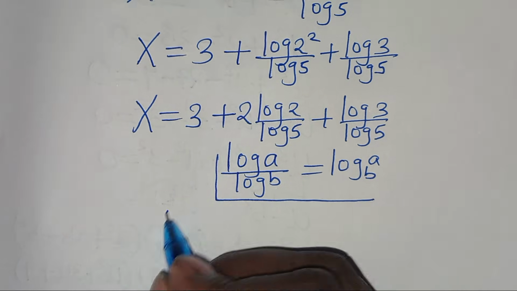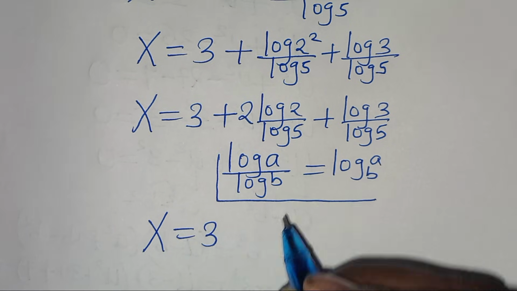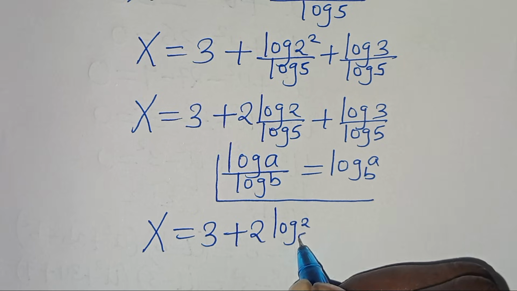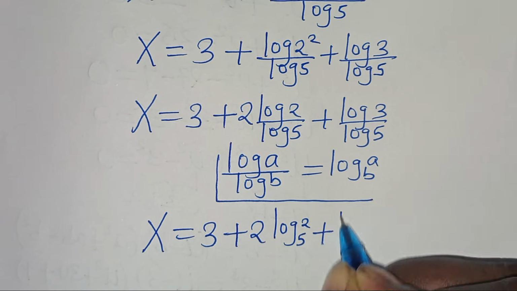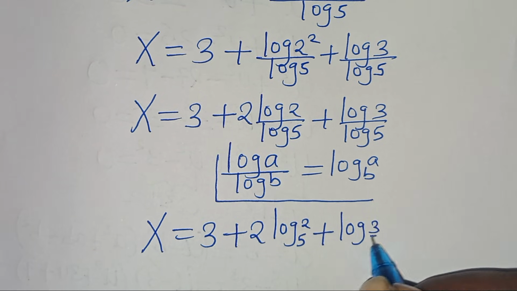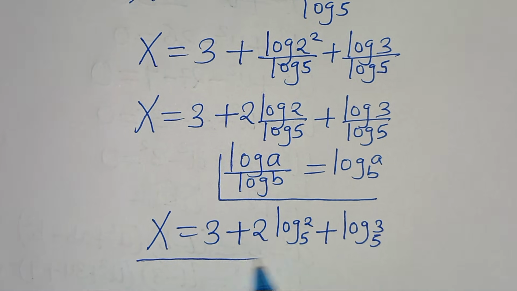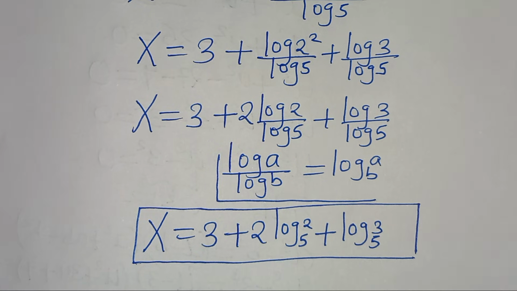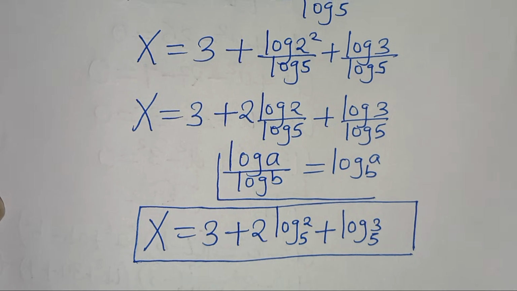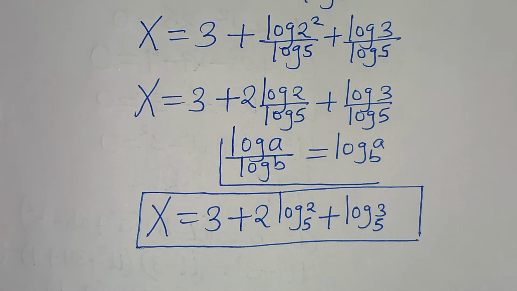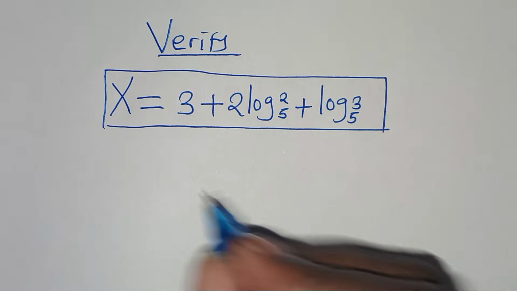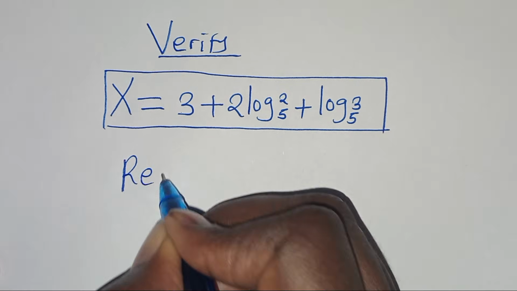So that now we have x is equal to 3 plus 2 log 2 to base 5, then plus log 3 to base 5. Now this is the value of x. The next step is to verify that this value of x satisfies the equation as follows. Now let's verify that this value of x here satisfies the equation.